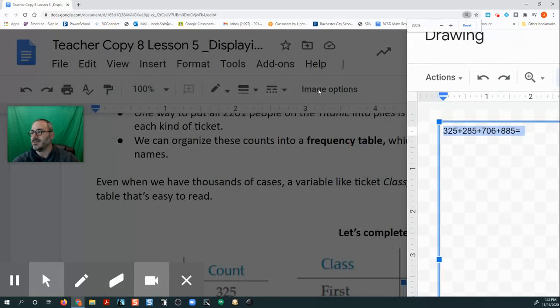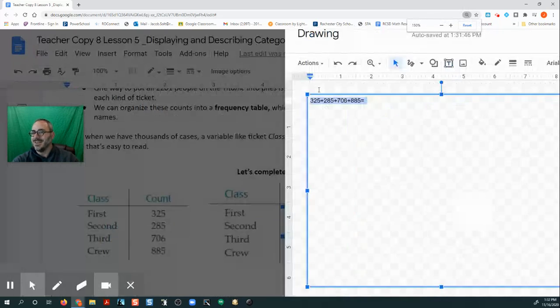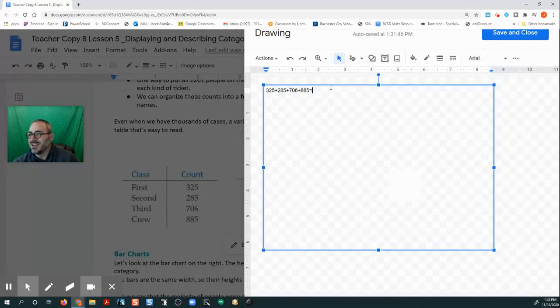Oopsie daisy, I didn't want that. If I want a percentage, I need a total, right? Because a percentage is kind of a reflection of what this is out of 100, right? So I'm going to grab my own physical calculator over here and not even try to pull up the electronic calculator at the moment. 325 plus 285 plus 706 plus 885. All right, I get a total of 2,201. Oh, I should have known that, right? The question said something about 2,201. That number sounds familiar.